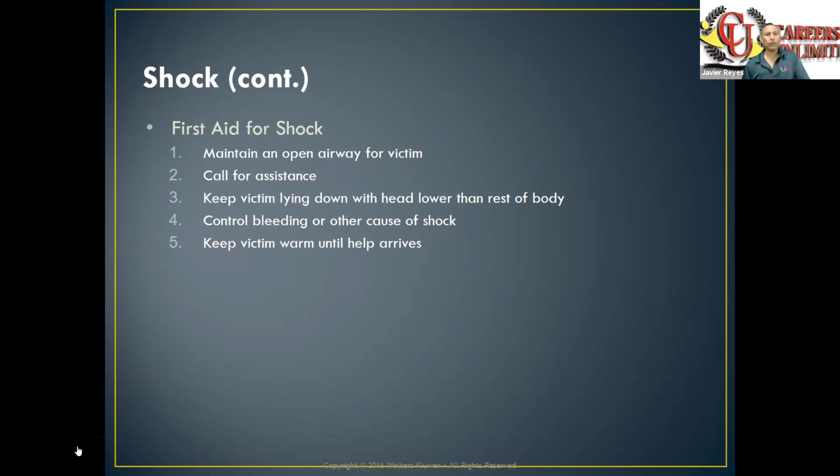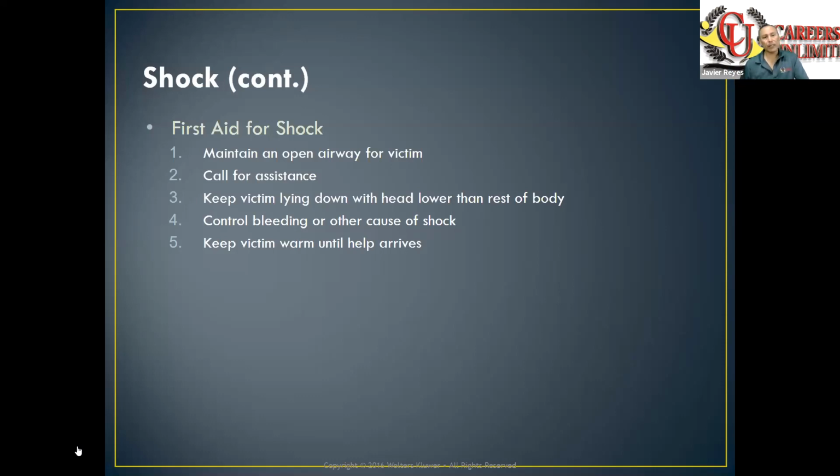So what do you do when someone is in shock? Please make sure that you keep an airway open. If they're still breathing, just monitor them. Of course, you activate 911, but make sure that their airway is always open. Call for help by activating 911. Keep them lying down with the head lower than the rest of the body, all right? Now, if you have a chair, you can elevate the legs. If they're in a hospital bed, you elevate the legs, all right? You're trying to return circulation back to the center of the body to preserve the vital organs, okay?